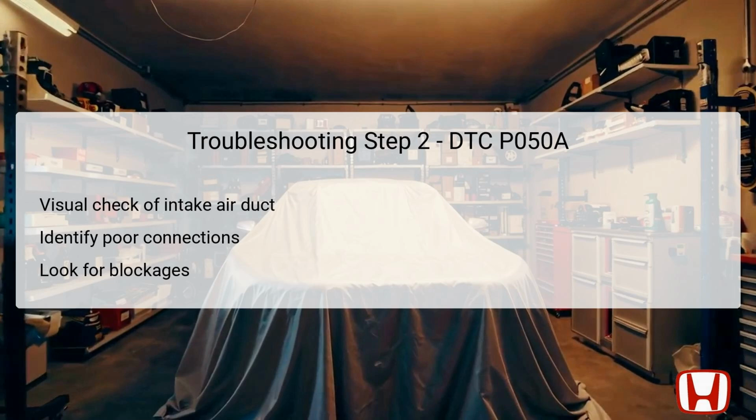If the air duct is in good condition, you can confirm it's not the source of the trouble. However, if you find any irregularities, reconnect or repair the air duct accordingly before proceeding to the next step in the troubleshooting process. The third troubleshooting step mandates a thorough visual check of the air cleaner housing.